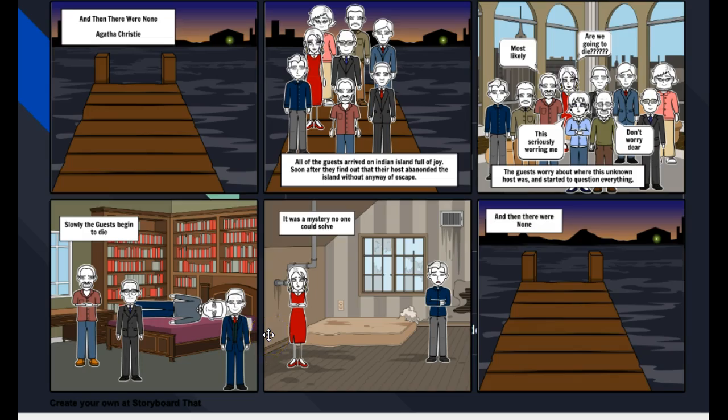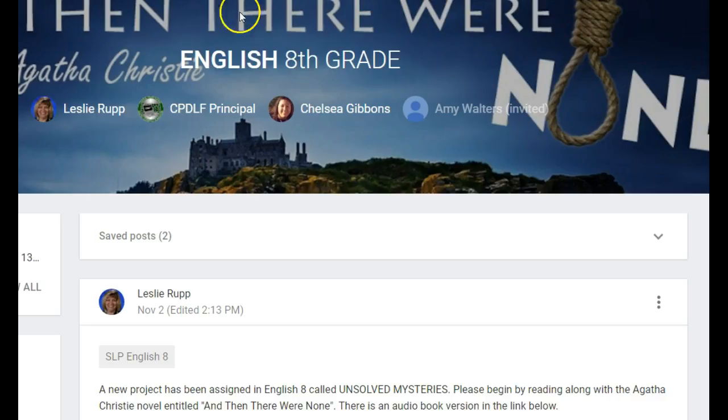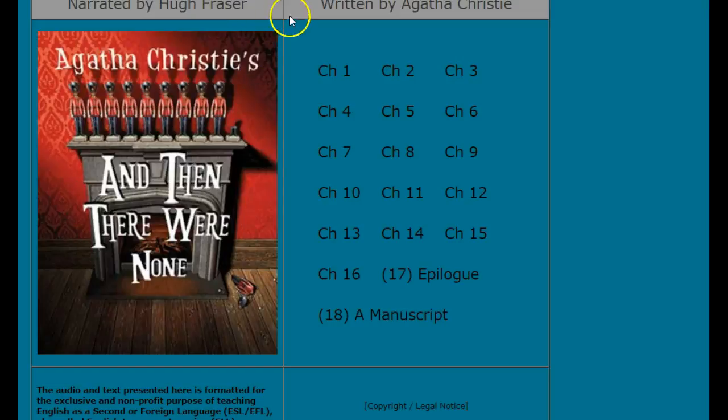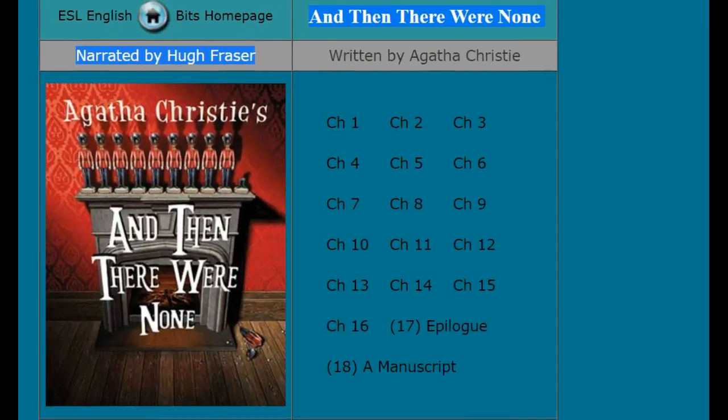And Then There Were None. The novel has many characters, 10 as far as I can count. You were to find that novel in your 8th grade Google Classroom. There is a link to it for English language learners. If you click that, it should take you right to that chapter book, and you can read the chapters.